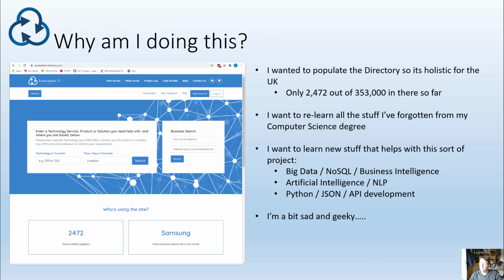So why I'm actually doing this, so Embedded as a company's remit really is to try and help the IT industry work together. We see ourselves as sort of relationship counsellors in a complex world. And I started on the back of that as a website called the Embedded Directory, which is really intending to help buyers find IT companies.